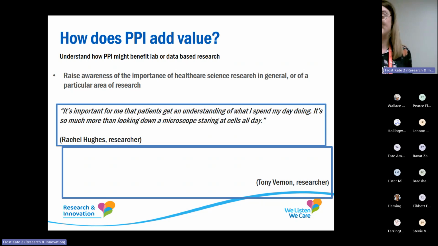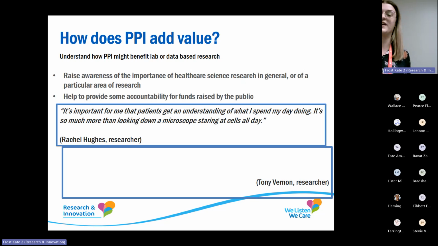It's important to understand what I spend my day doing. It's so much more than looking down a microscope and staring at cells all day. This goes back again to additional benefits. The more the public understands the importance of healthcare science in research, the more they can rally for more public funding in this area. So that's the larger goal as well.